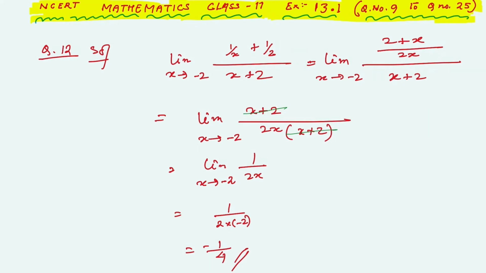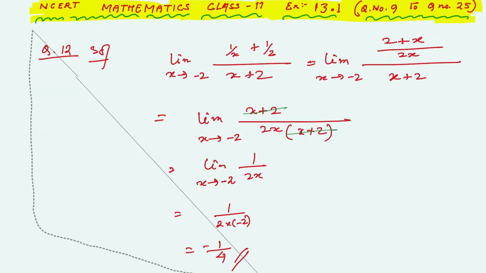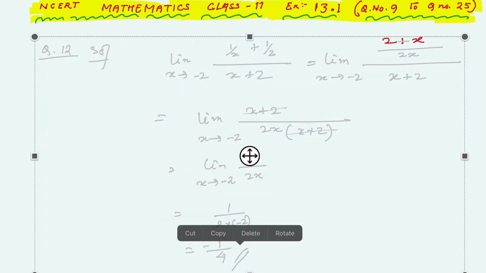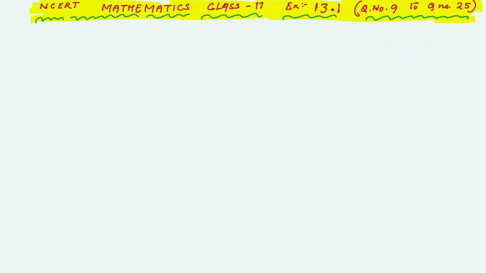Okay, so now we have to solve question number 13. Question number 13. So here, limit of sin ax by bx as x tends to 0. Limit of this we need to find.